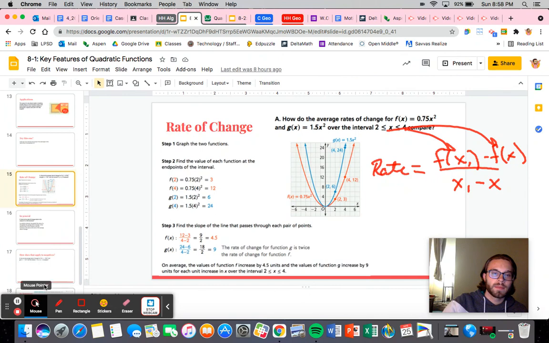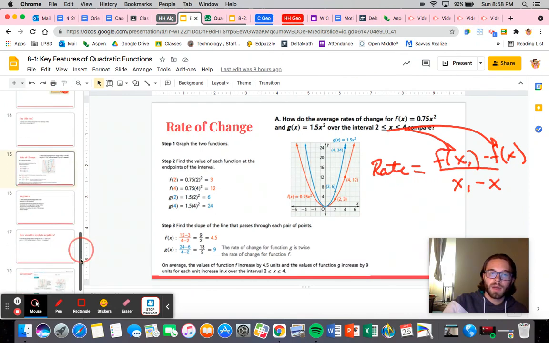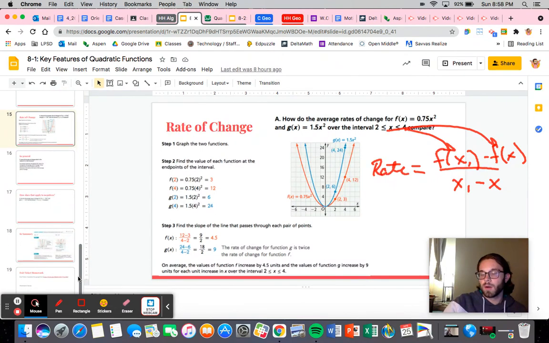All right. So we're going to continue on and talk more about this going forward, but this should hopefully be a nice overview of some of the features of a quadratic function.